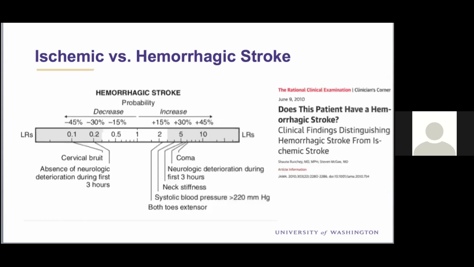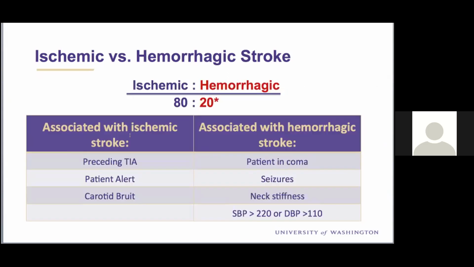However, according to a JAMA Rational Clinical Exam article, there are some signs and symptoms that are much more strongly associated with ischemic versus hemorrhagic stroke. For ischemic, a preceding TIA is a pattern that's way more common; hemorrhagic strokes don't have that pattern. The patient is more likely to be alert, whereas they're more likely to be in a coma if there's a hemorrhagic stroke. A carotid bruit might be the source of an ischemic stroke, so that's more associated with ischemic etiology. And neck stiffness from meningeal irritation from the blood of a hemorrhagic stroke is much more strongly associated with hemorrhagic stroke, as is severe hypertension.